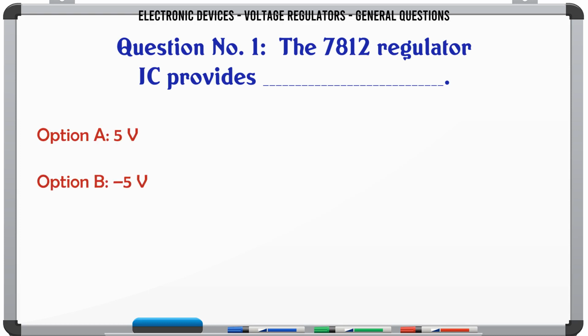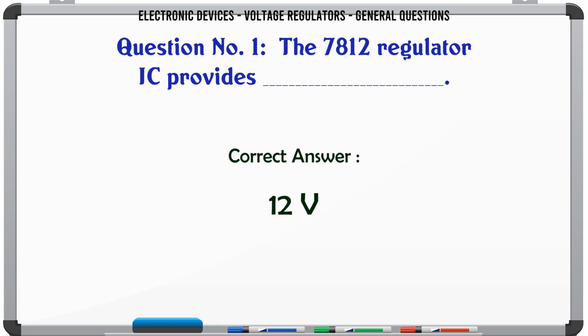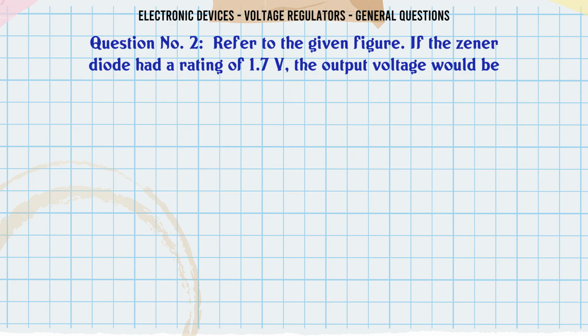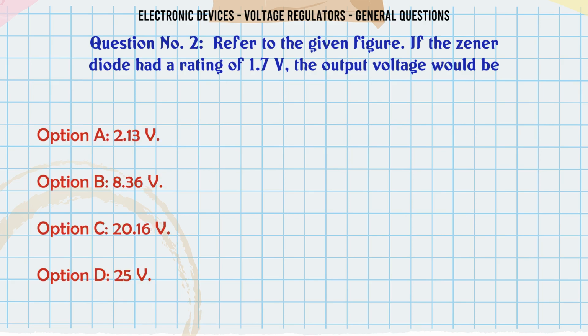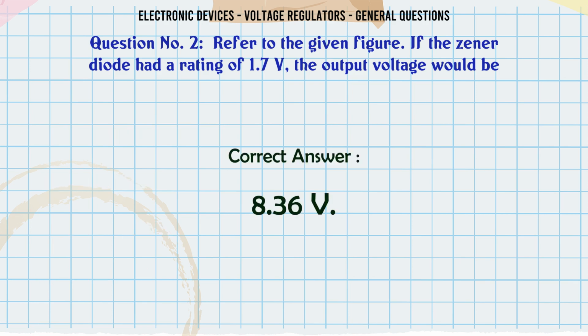The 7812 regulator IC provides A. 5V, B. -5V, C. 12V, D. -12V. The correct answer is 12V. Refer to the given figure. If the zener diode had a rating of 1.7V, the output voltage would be A. 2.13V, B. 8.36V, C. 20.16V, D. 25V. The correct answer is 8.36V.